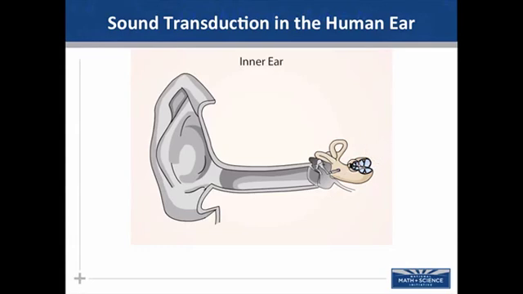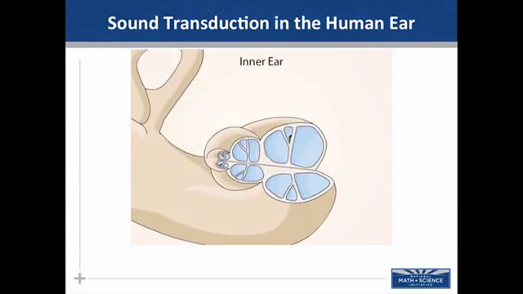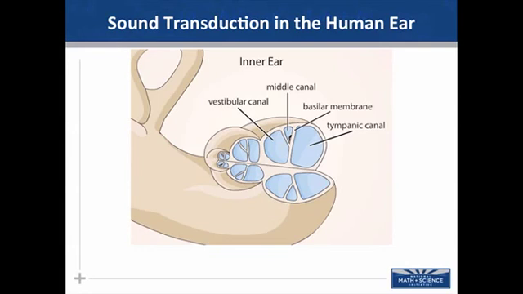Along the length of the cochlea are three parallel canals: the tympanic canal, the vestibular canal, and the middle canal. The principal elements for converting sounds into neural activity are found on the basilar membrane, a flexible structure that separates the tympanic canal from the middle canal.